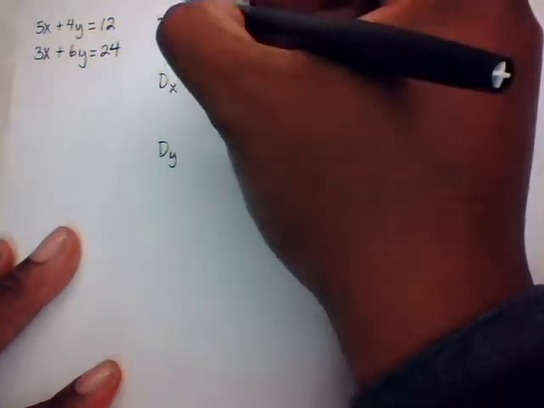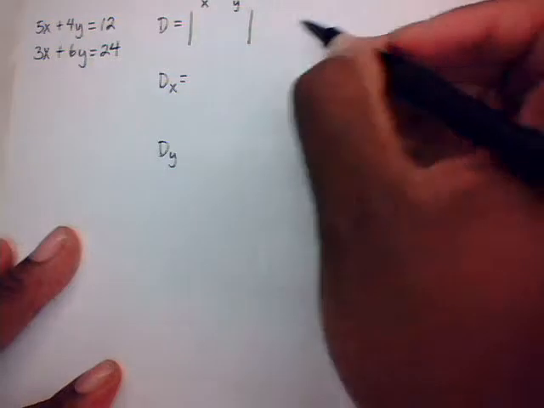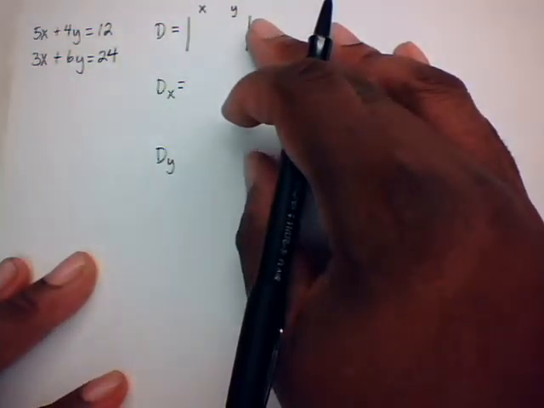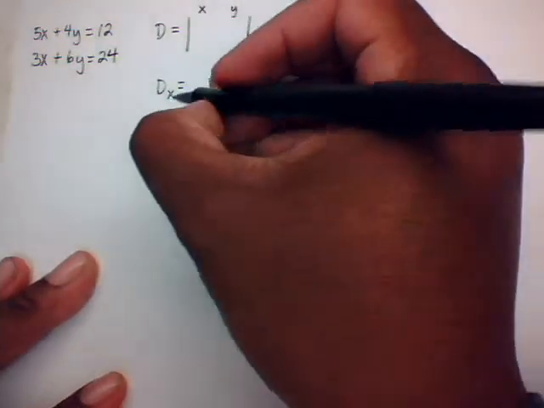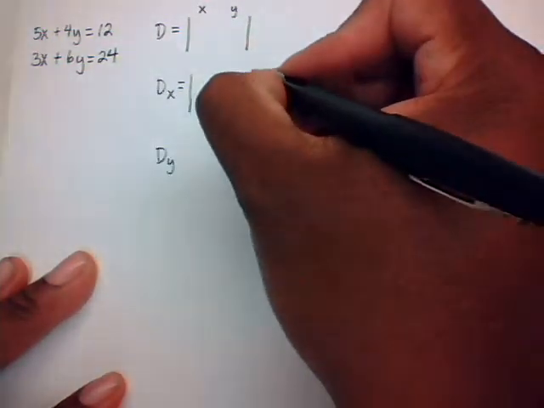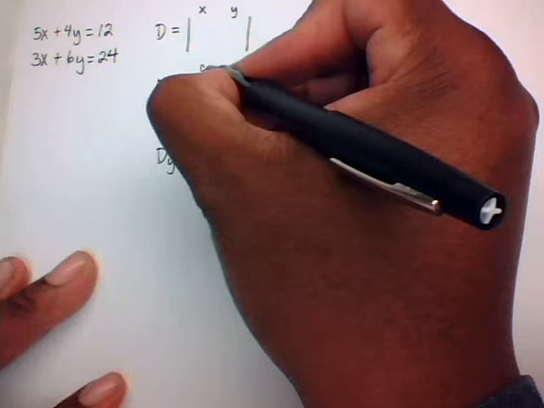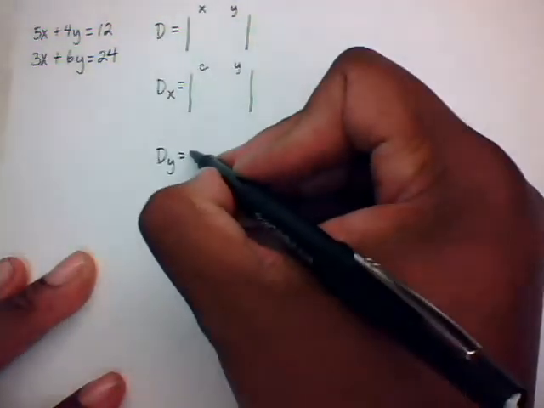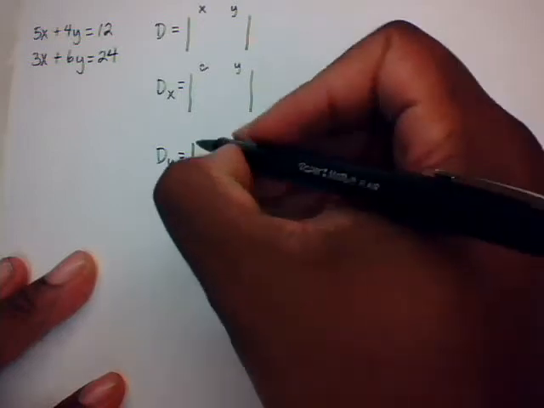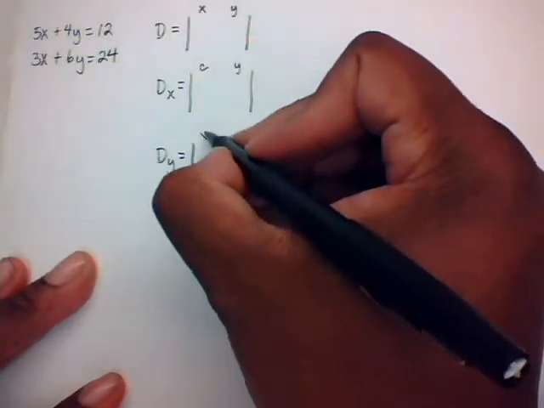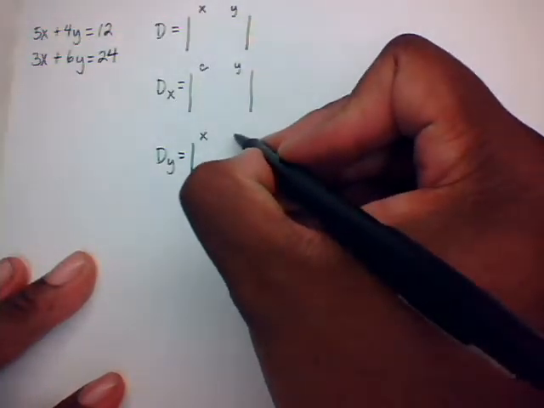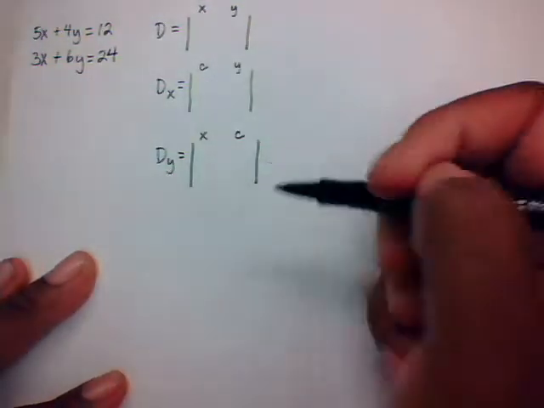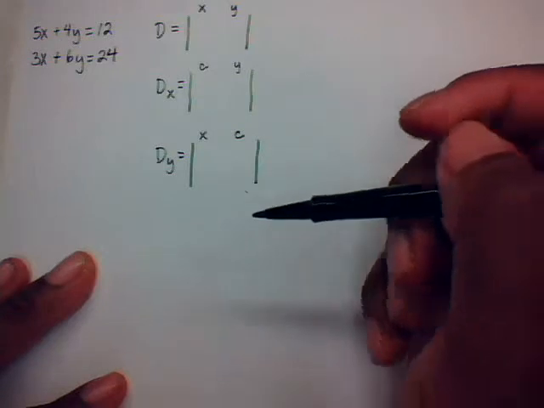Now, if you recall, d is always the coefficients of x and y, so you can write x and y on top if you like. That way you'll be able to remember it. And then for d sub x, you're replacing the x column with your constants, and then you'll still have your coefficients for y. And then for d sub y, it'll be x here in this column, and then the y column will be replaced with your constants. So this can pretty much help you remember what goes where.